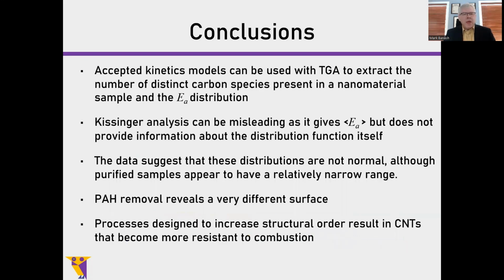So what can we conclude? And the answer is that accepted kinetics models can be used with TGA to extract the number of carbon species present in a nanomaterial sample and the corresponding activation energy distribution. Kissinger analysis alone can be misleading because it gives an average value. It doesn't provide any information about the distribution. The data, again, showing that the distributions are not normal. Purified samples have a nice narrow range, but I'm not sure why those distributions are what they are.